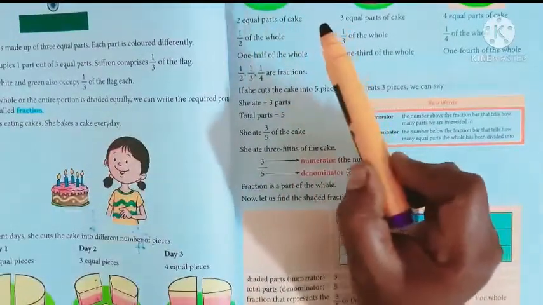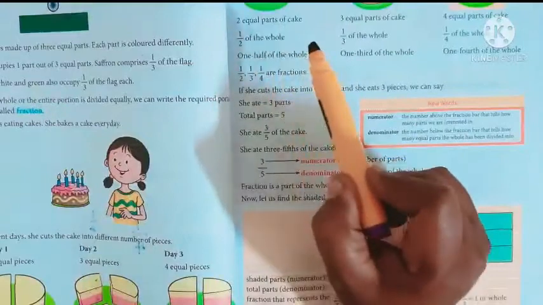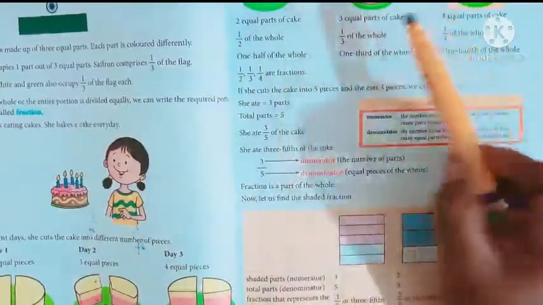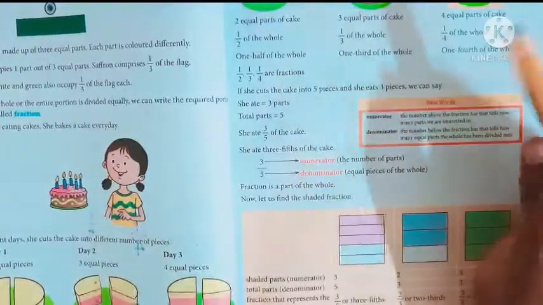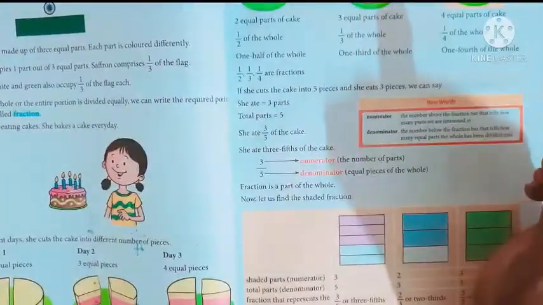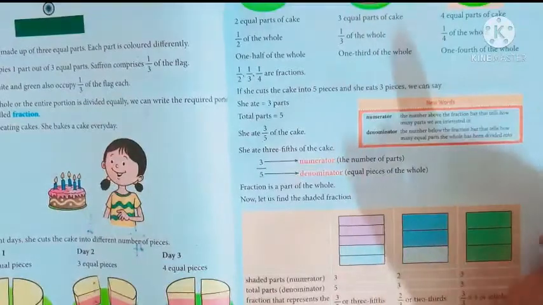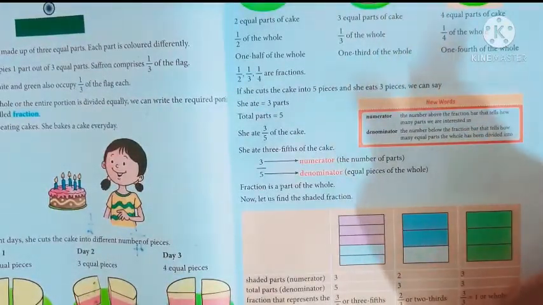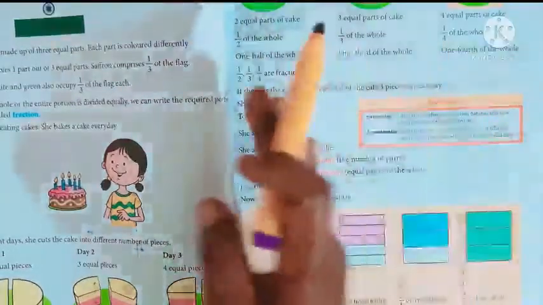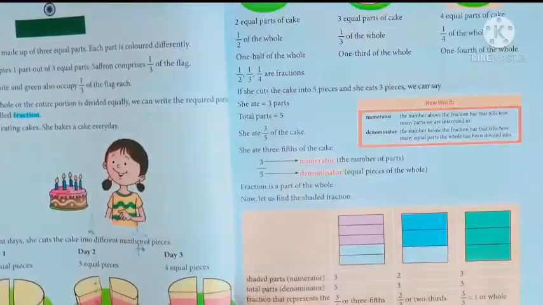That can be said as what? 1 by 2 of the whole. Like 3 equal parts of the cake, it can be said as 1 by 3 of the whole, or 1/3 of the whole. 4 equal parts of the cake means 1 by 4 of the whole, or 1/4 of the whole. So by this, you know how to write the fraction.